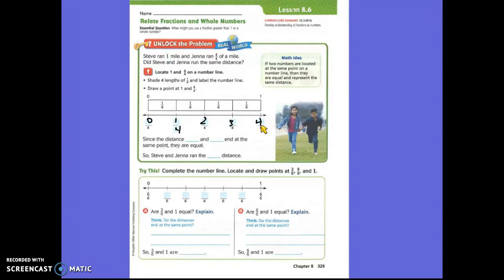Okay, where is 4/4 now? Point to where 4/4 is. Shade 4 lengths of 1/4 and label the number line, because it says Steve ran 1 mile and Jenna ran 4/4 of a mile. We have to color in 1/4 and then 2/4 and then 3/4 and then 4/4. Please shade them. Now I need you to draw a point, which is like a little dot, at 1 and at 4/4.